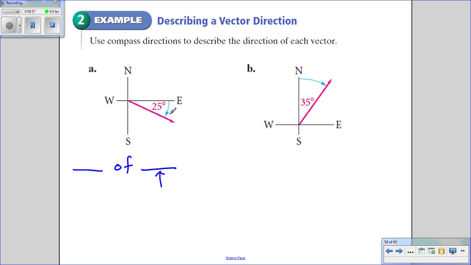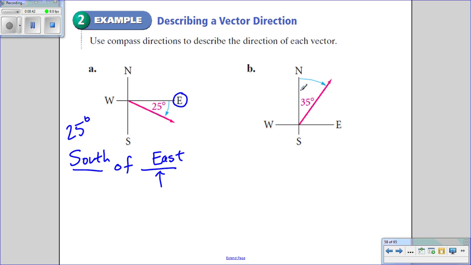The second one is what part of the compass is this vector closest to? This is only 25 degrees away from east, so that means this vector is 25 degrees something of east. Now, it's either north of east, above it, or south of east. In this case, it's clearly below it, so it is south of east. Okay? So it's 25 degrees south of east.